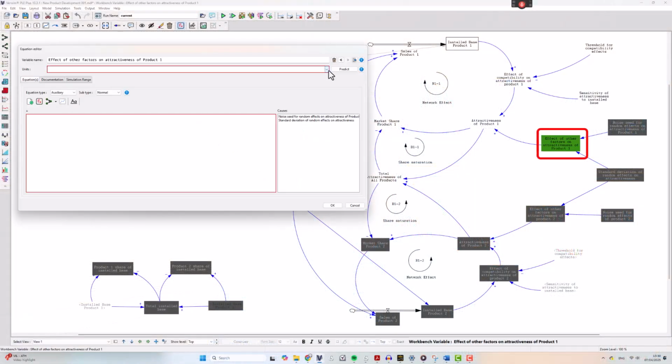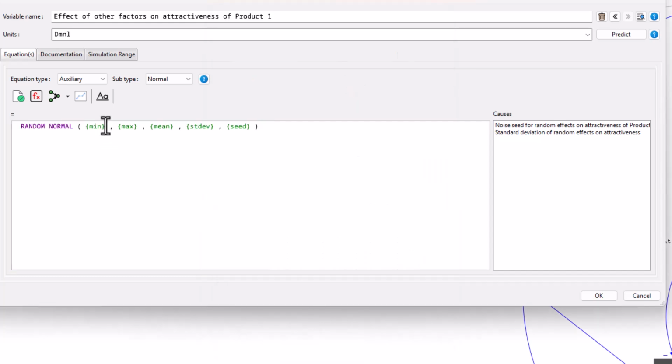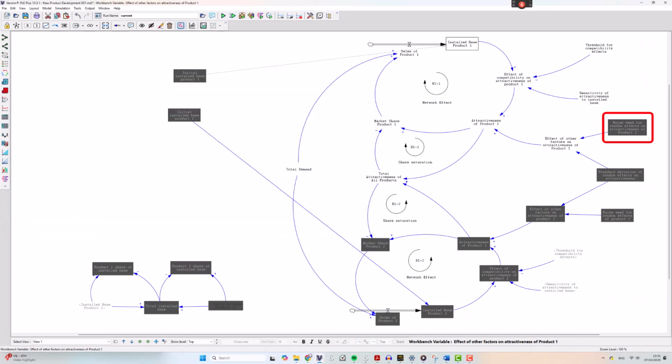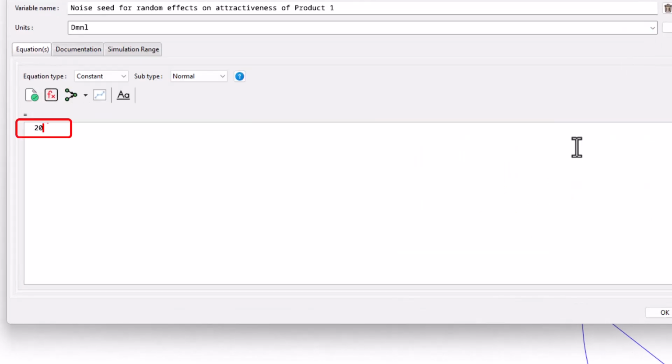In the effect of other factors on the attractiveness of product 1, this is where we add our random distribution effect, so that a small bit of noise in the system will eventually cause our two products, product 1 and product 2, to diverge. The noise seed is simply an integer. We want a different integer for the two different noise seeds that you see in the model.